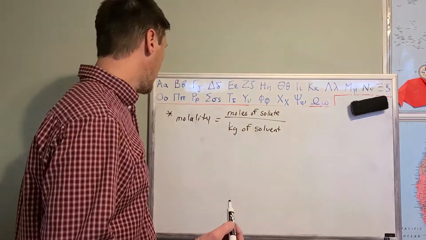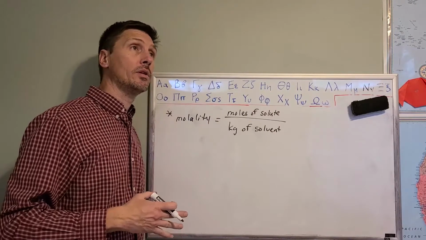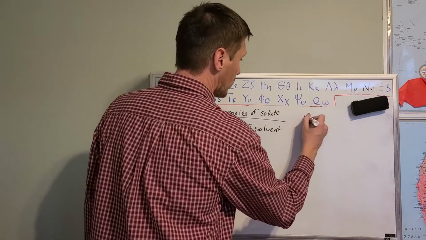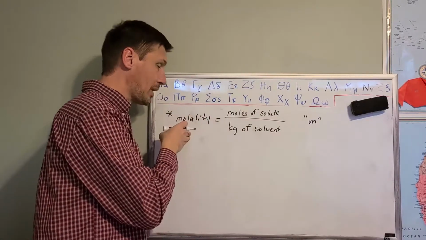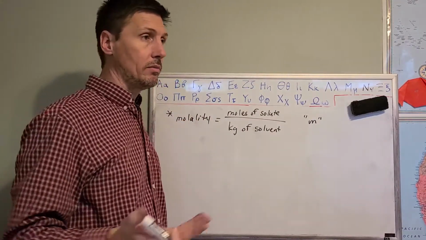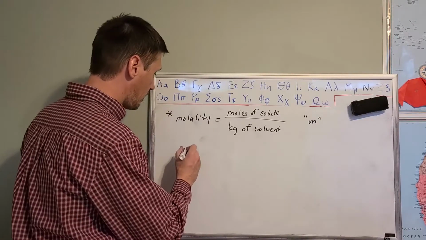The unit for this is just simply, just like for molarity the unit was a capital M, for this one the unit is a lowercase m. Okay, so if you see a little m, it means molality. If you see an uppercase M, it means molarity. Okay, and again, the difference, right?